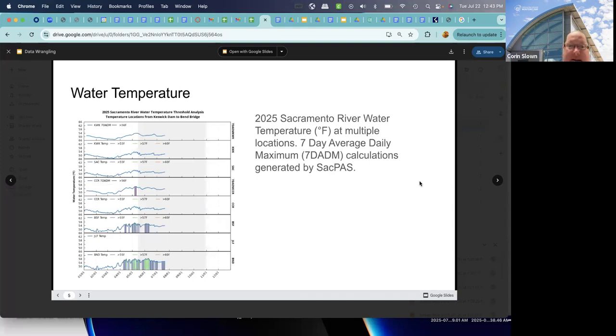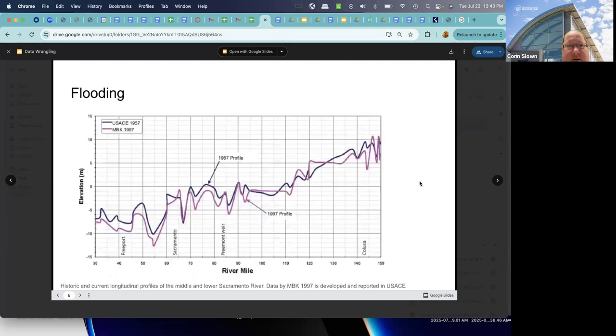Water temperature. This is an example of a figure that was created based on average daily maximum, and then calculations that were made by folks who are monitoring the Sacramento River water temperature, and that shows you some of the variation. Maybe you're really interested in flooding. So this is an example of the profiles of different sampling points and their elevation, where their position is. That's another example of a figure that you could use.